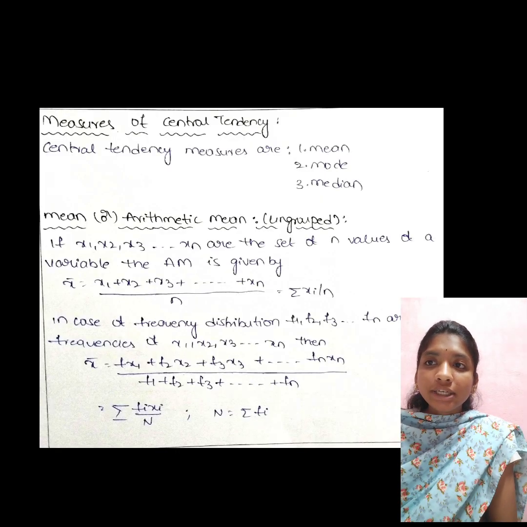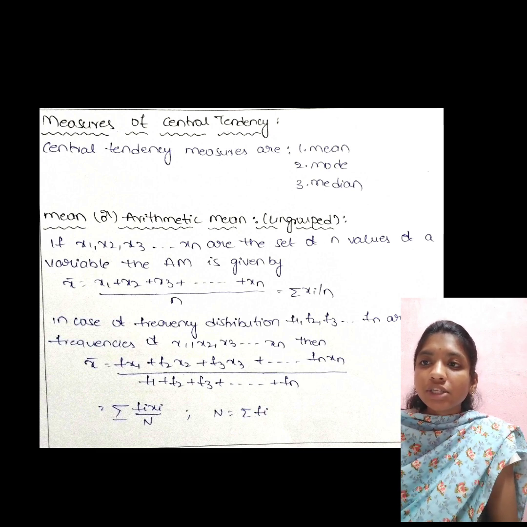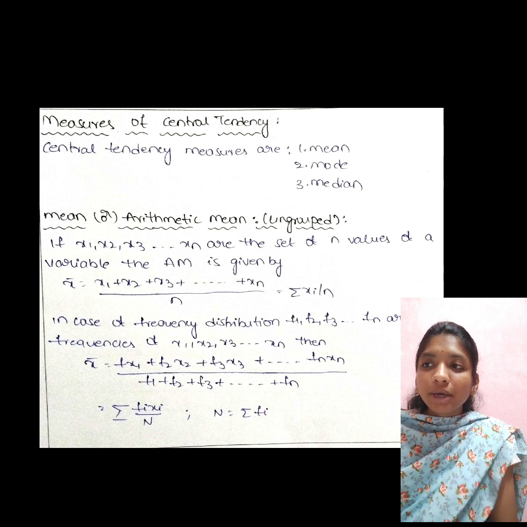And the mean is of three types. First one, arithmetic mean or mean in ungrouped data. If x1, x2, x3, and so on up to xn are the set of n values of a variable, the arithmetic mean is given by x bar equals x1 plus x2 plus x3 plus so on up to xn divided by n, that is equal to summation of xi by n.